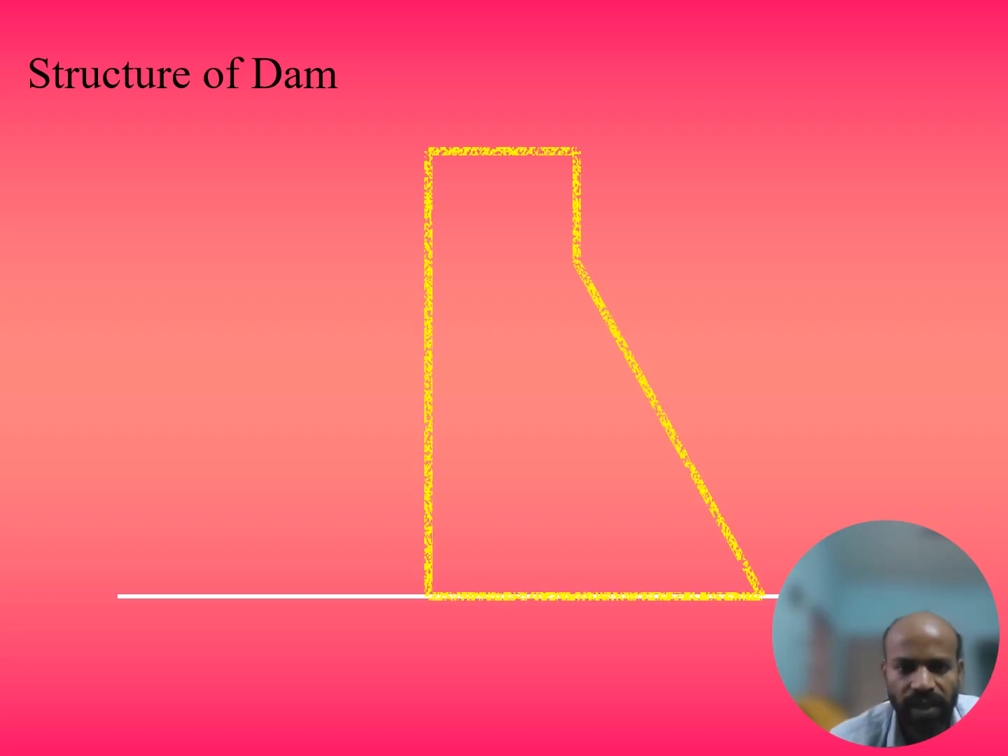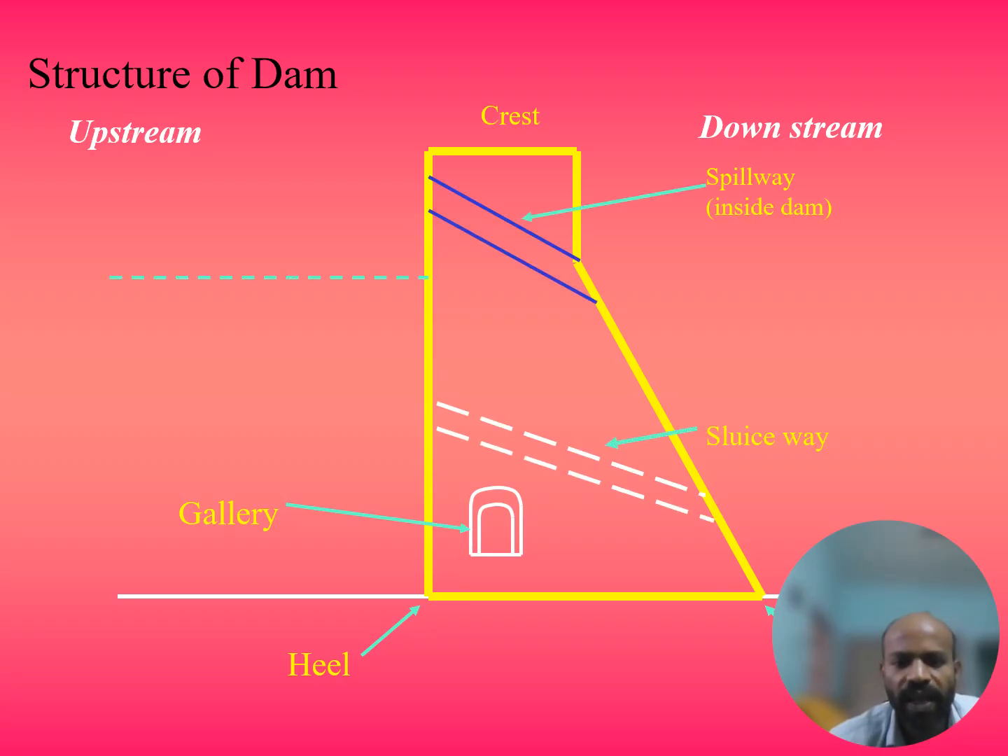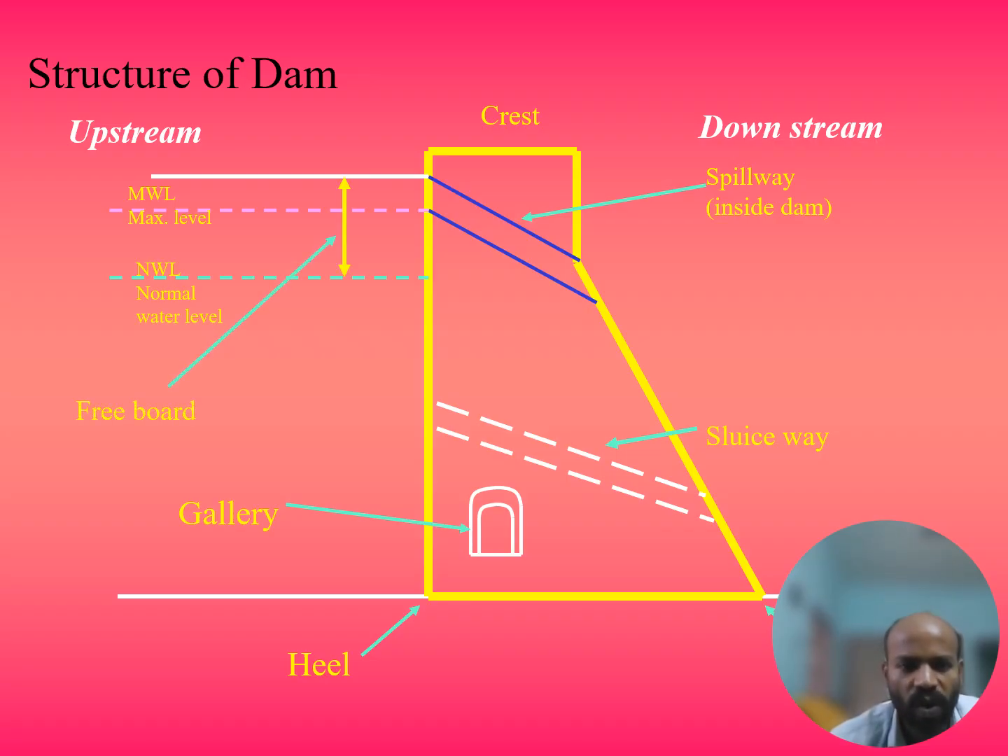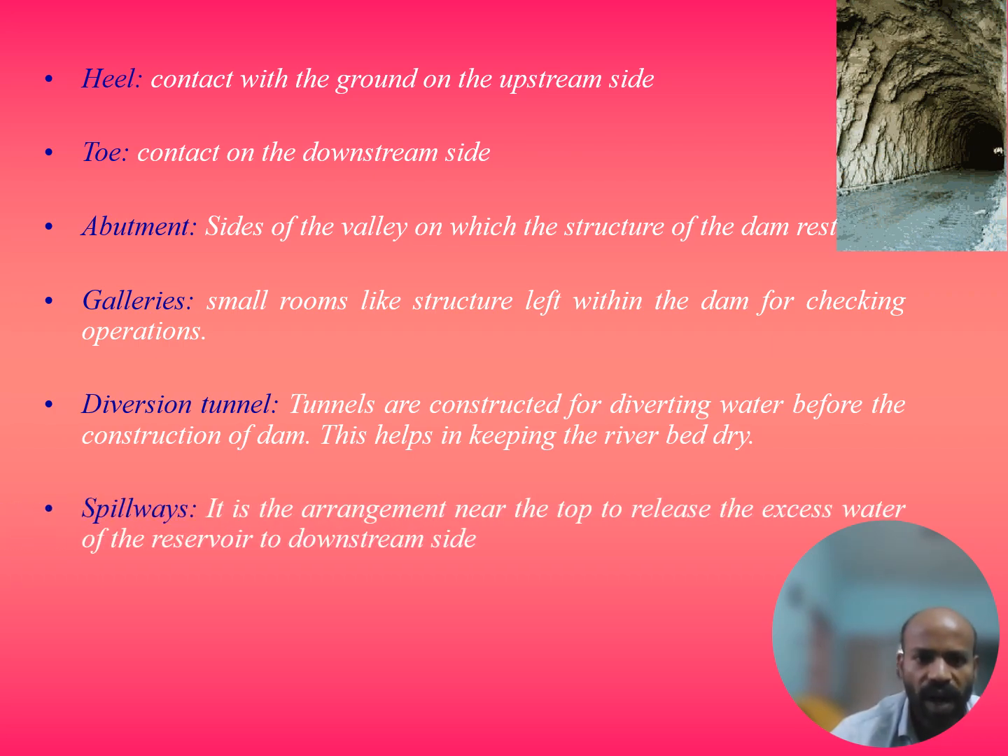This particular video portrays the various structural components of a dam. First, upstream, downstream, heel, toe, gallery, sluice way, spillway, maximum water level, normal water level. I will explain each of them in the upcoming slides. The contacts of the dam with the ground on the upstream and downstream are respectively called heel and toe. Next, abutment. Abutment is nothing but the sides of the valley on which the entire structure rests.